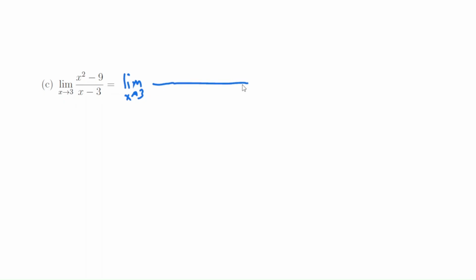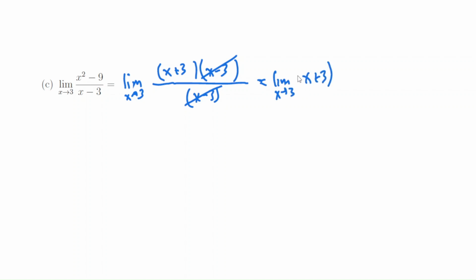Well, a difference of squares is going to factor. The way that x squared minus 9 factors is (x plus 3) times (x minus 3). And we have x minus 3 in the denominator. So again, we can divide out these x minus 3's, and what we end up with is the limit as x approaches 3 of x plus 3. And what that equals is 3 plus 3, which is 6.